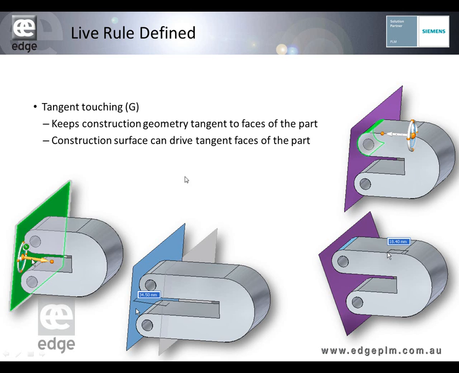Another tangent condition is called tangent touching, and it keeps a construction geometry tangent to a face that we're working on. So we've got a plane here that is tangent to both these arcs. If we move or rotate that plane, then the tangent touching faces will move with it.